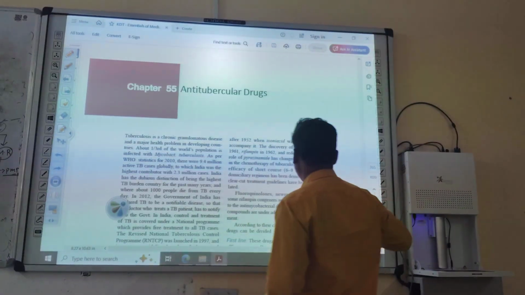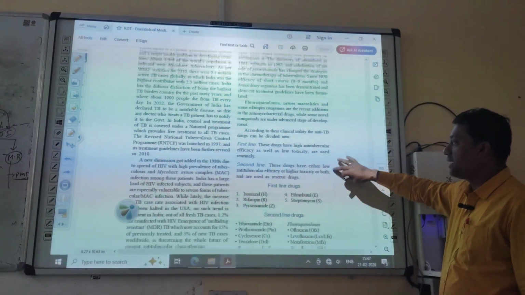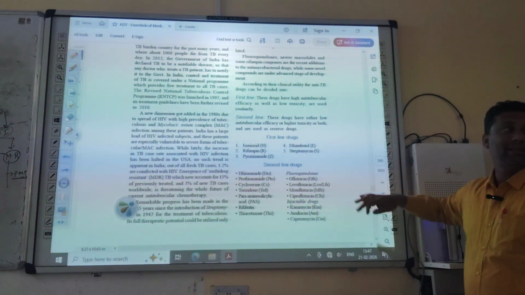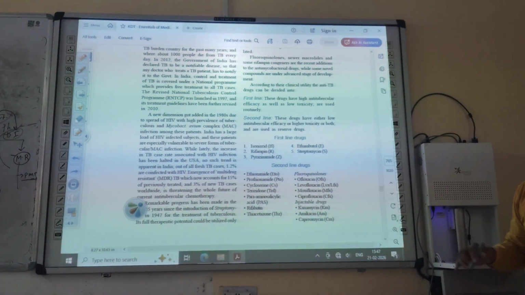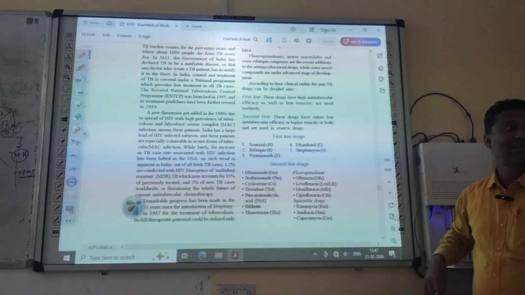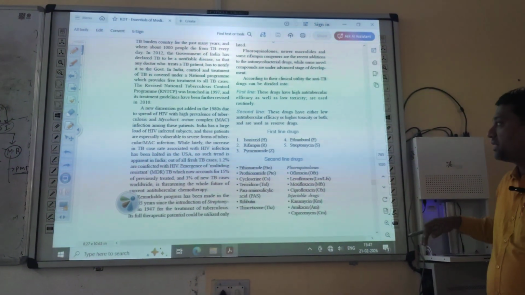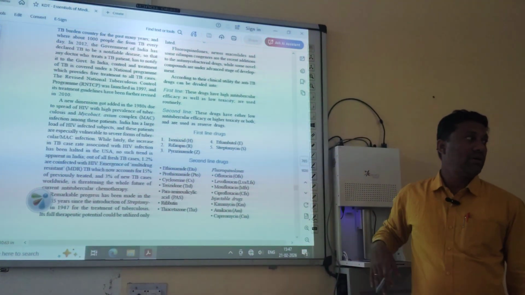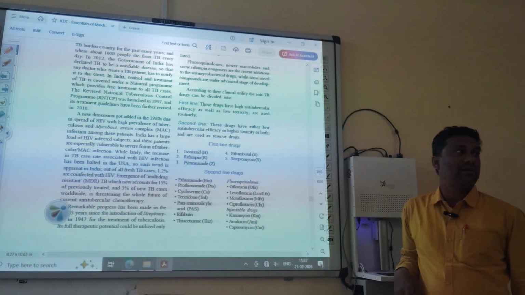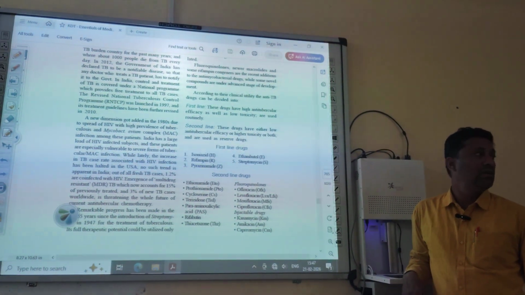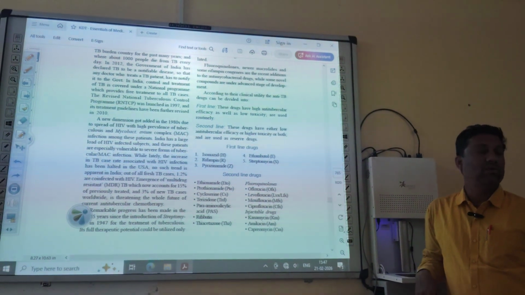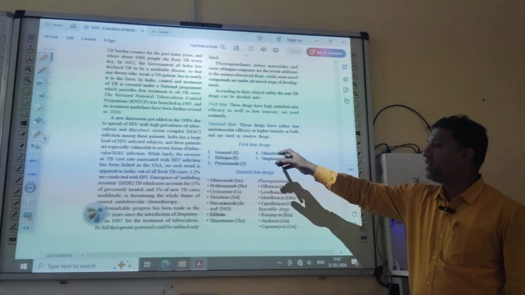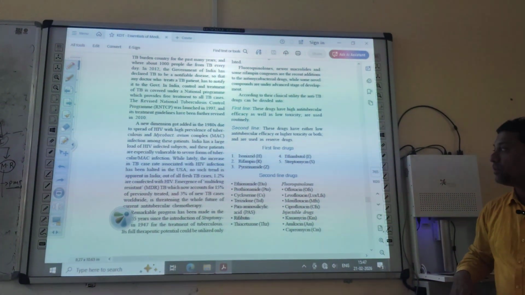Listen carefully. First line and second line drugs. What are the examples of first line anti-tubercular drugs? You all have to remember the examples. If you do not remember them properly, then you cannot write. If there is any wrong example, marks will be reduced. First line anti-tubercular drug examples.